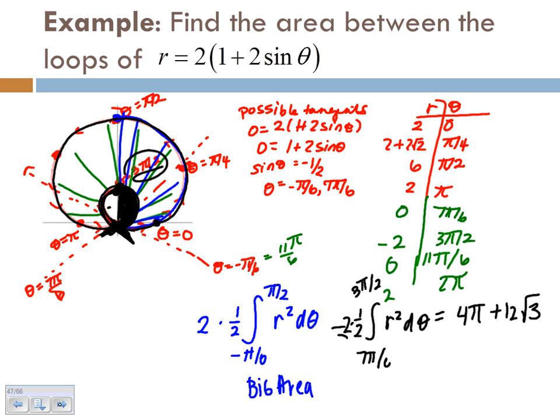If you want to put those in your chart, it might help you. Why can't you use pi over 6, since it's also negative pi over 6? Negative pi over 6, yes, but you want to go in order. This 11 pi over 6 is negative pi over 6. But if I'm going from 7 pi over 6, the next thing is 11 pi over 6, not negative pi over 6. That would have gone crazy. Okay?